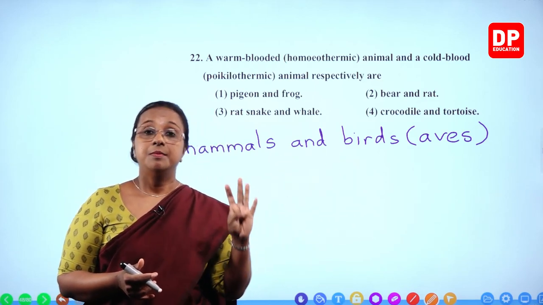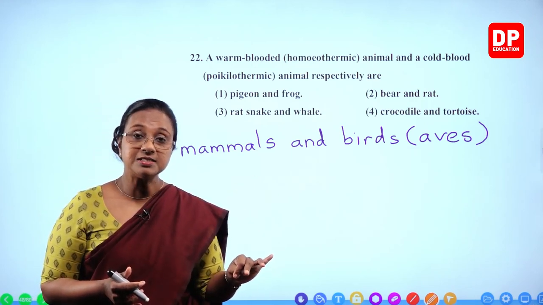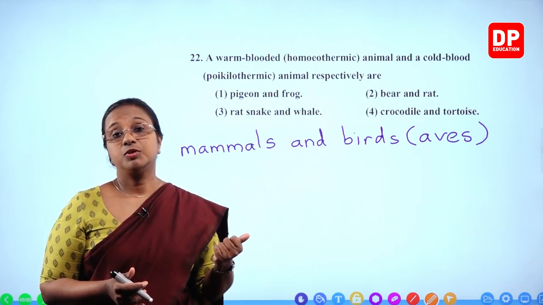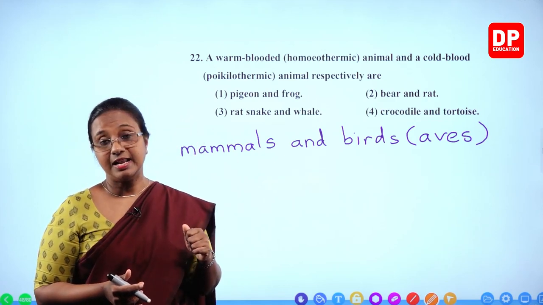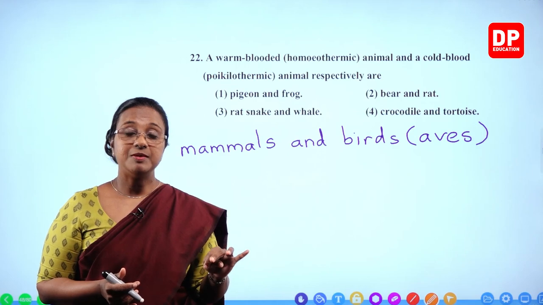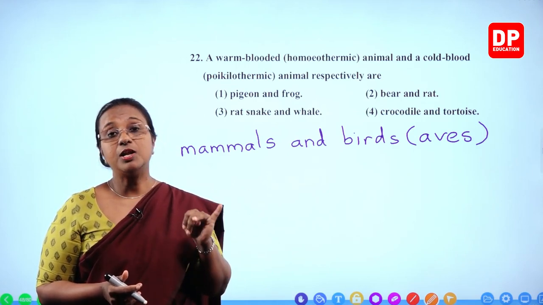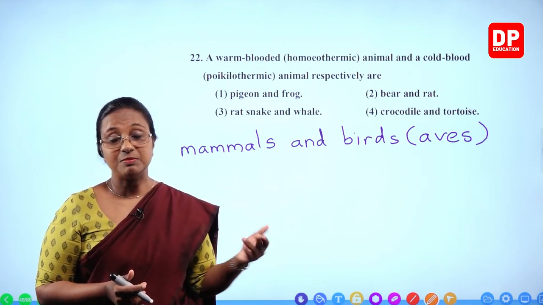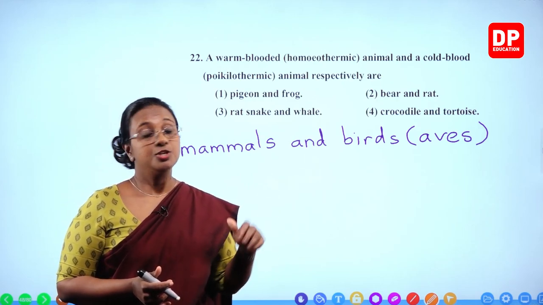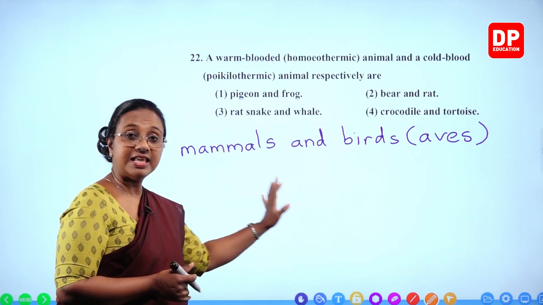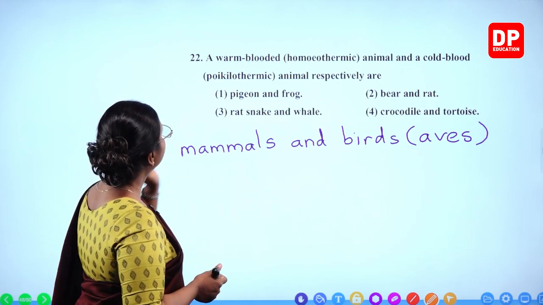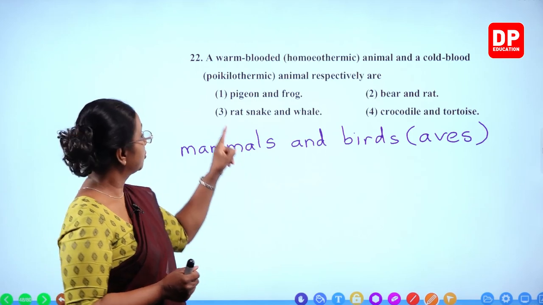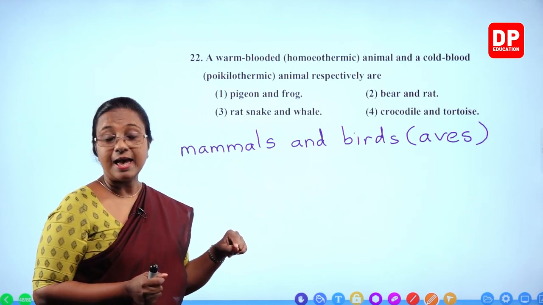Other than that, fishes, amphibians, reptilia, that is the reptiles, they are all cold-blooded animals or poikilothermic animals. Aves or birds and mammals are the warm-blooded animals or homeothermic animals. So, when you are looking at the answers, you have to find the group to which they belong. If you look at the first one, pigeon is a bird and frog is an amphibian. So, bird is warm-blooded, frog, amphibian, is cold-blooded.